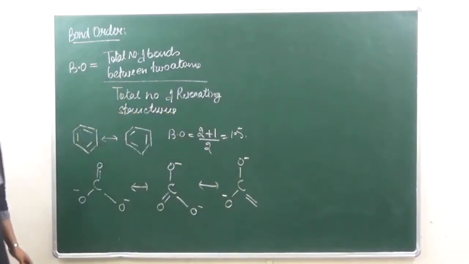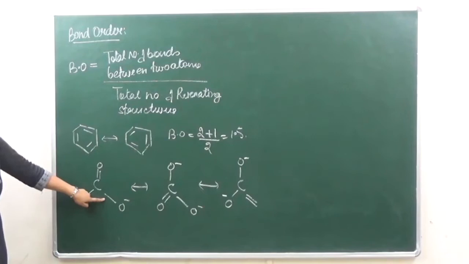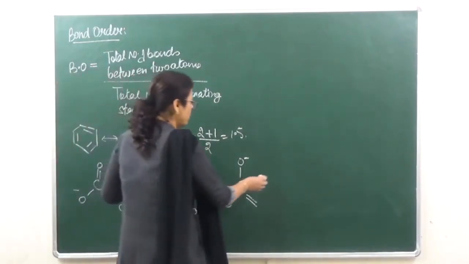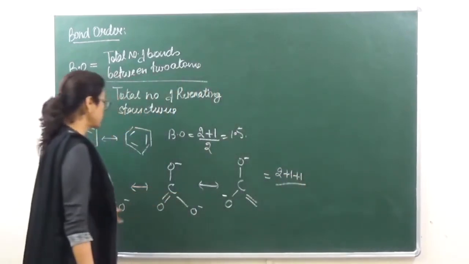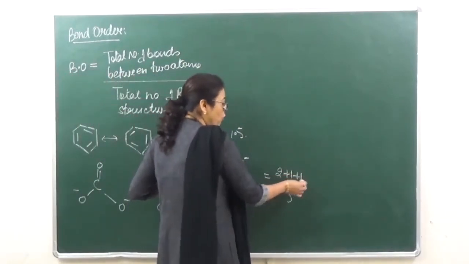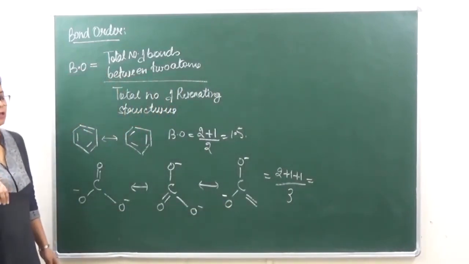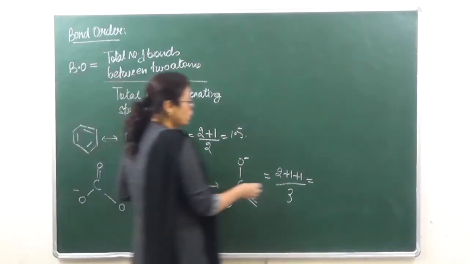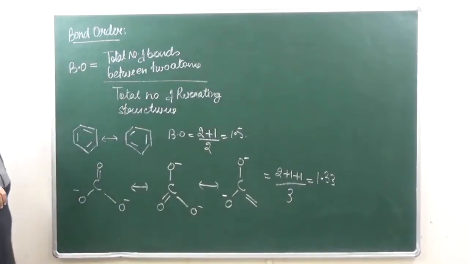ठीक है? So we are calculating the bonds over here. How many bonds does carbon have? 2 plus 1 plus 1. So the total number of bonds will be equal to 2 plus 1 plus 1, divided by how many resonating structures are there? 3. So there are 3 resonating structures. 2, 3, 4. 4 divided by 3 will come to 1.33. So the bond order of this is equal to 1.33. ठीक है, so this is how we calculate the bond order.